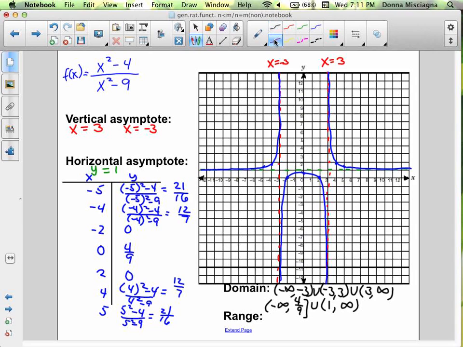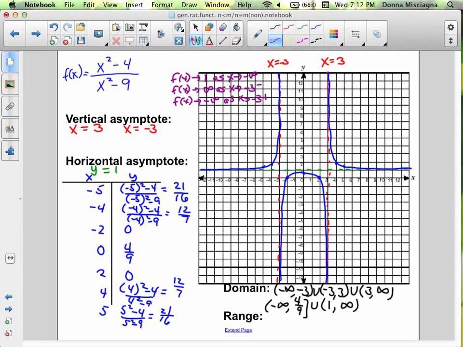The last little part is let's put in the end behavior. So this is a little bit long because now we've got a lot of pieces. So it would be f of x approaches 1, the horizontal asymptote, as x approaches negative infinity. And then as we get to the first vertical asymptote, f of x approaches infinity as x approaches negative 3 from the left. The graph approaches negative infinity as x approaches negative 3 from the right.